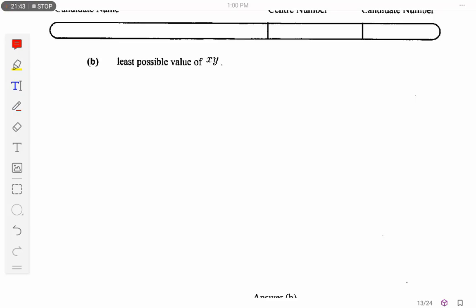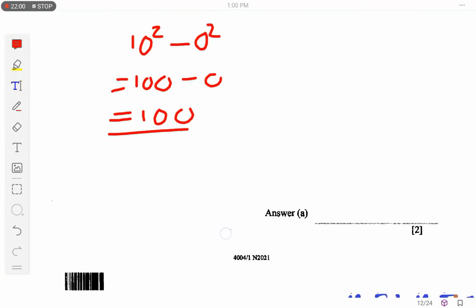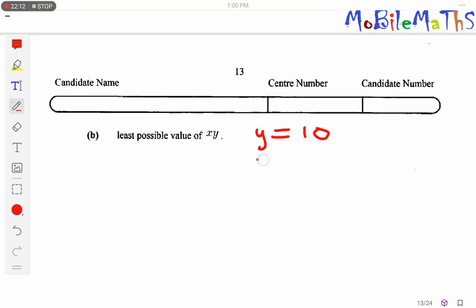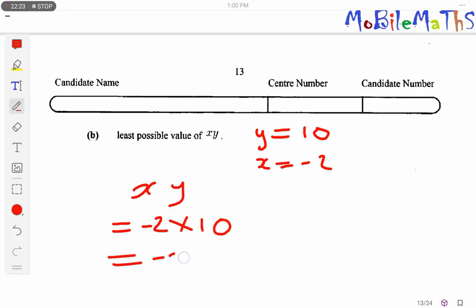So for the least, looking at my range, I should have the greatest value of y. The greatest value of y I can think of is 10, so my y is still 10. Then the lowest value of x that I can have is minus 2. So when I say x times y, I'll have minus 2 times 10. I'm getting minus 20.